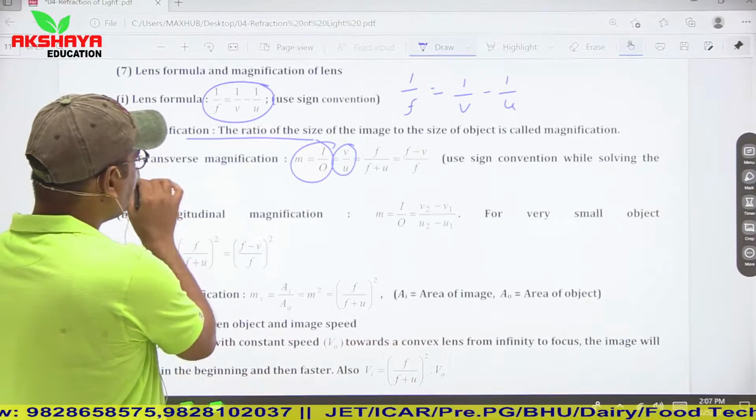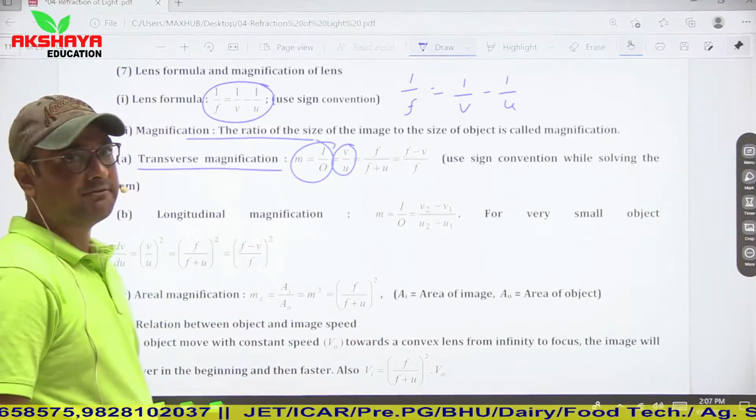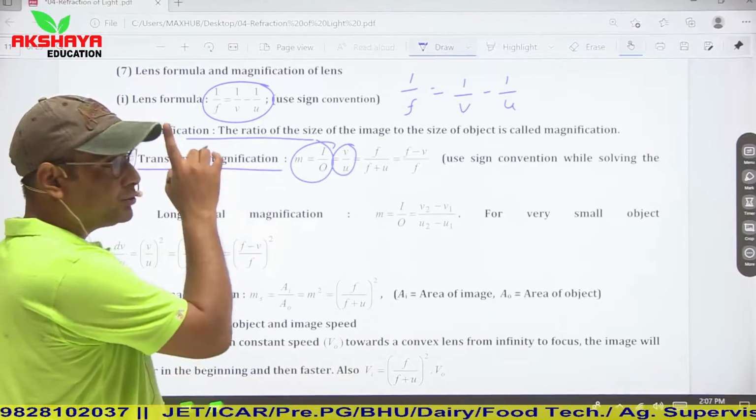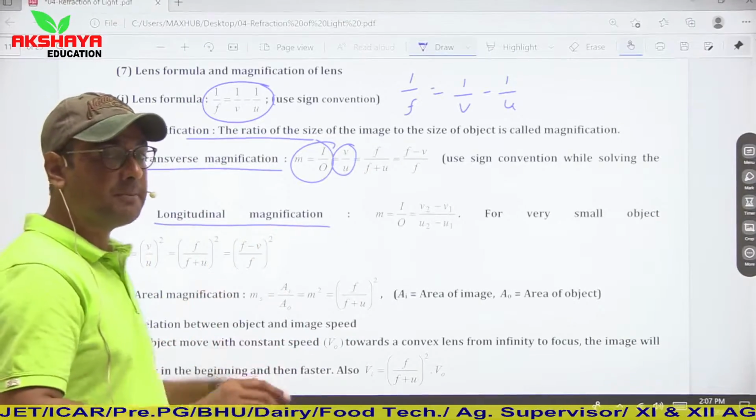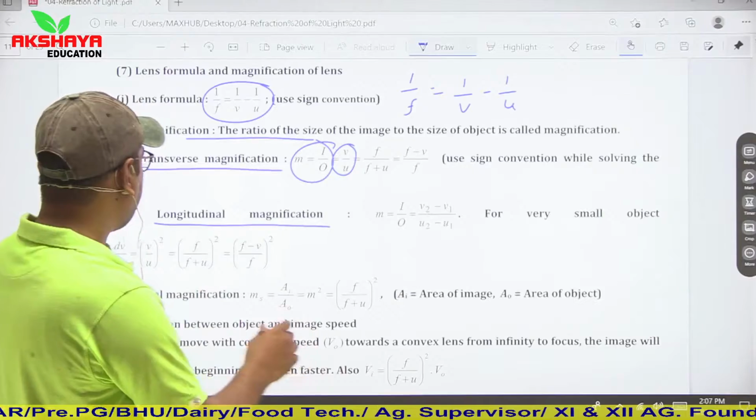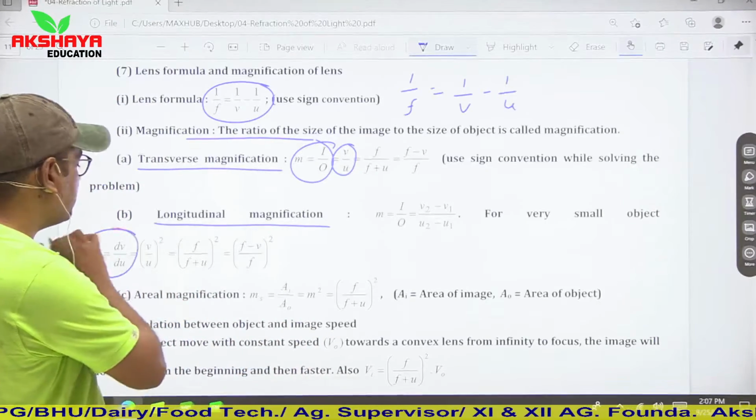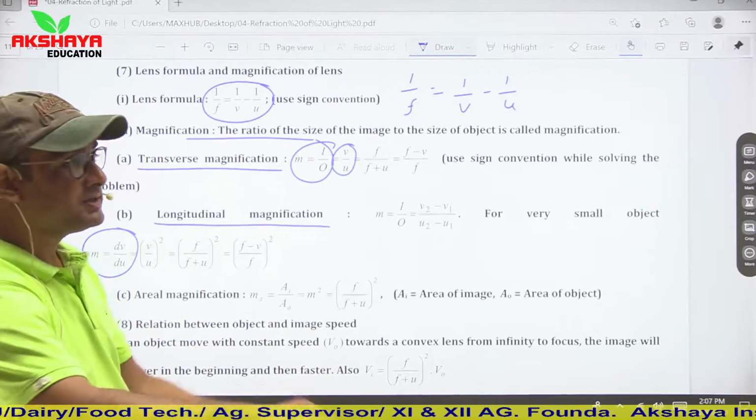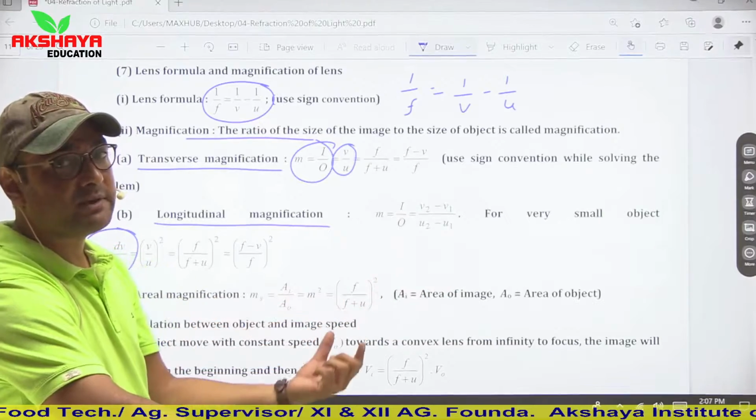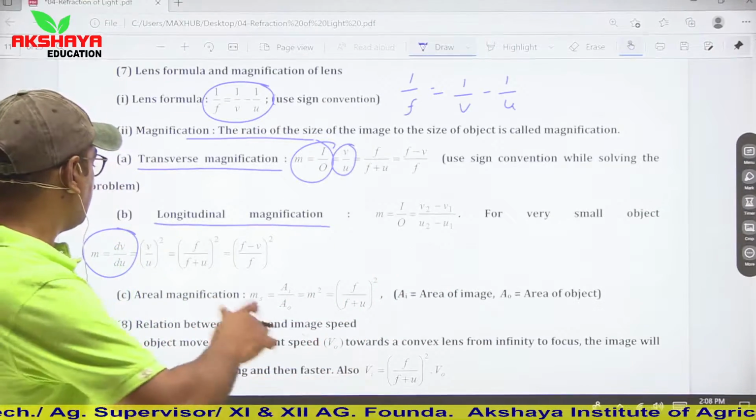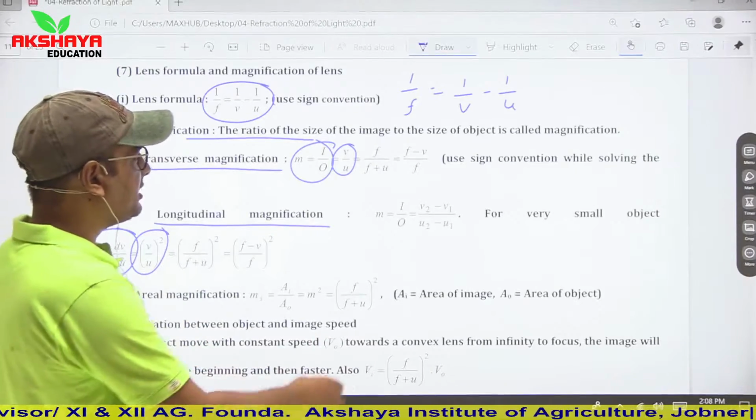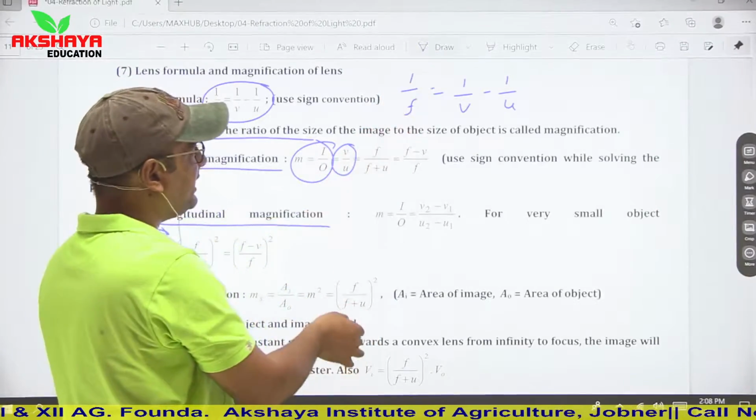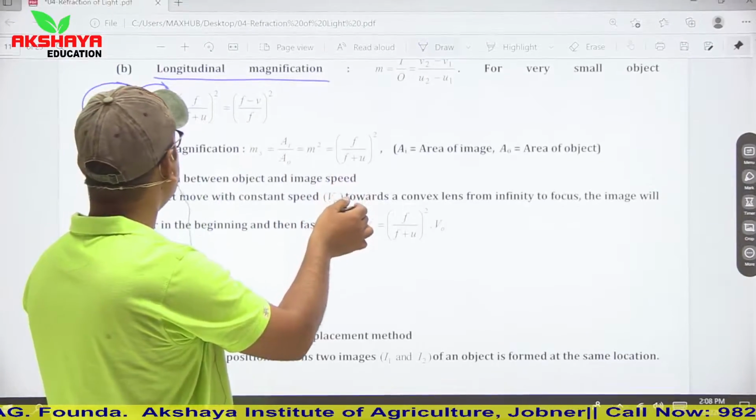Now this is transverse magnification, which is perpendicular to the principal axis. Longitudinal magnification applies if the object is placed parallel to the principal axis. In that case it is defined as m is equal to dv upon du, meaning change in length of image with respect to change in length of object, or you can say it is v square upon u square. This is the general formula of lateral and longitudinal magnification.